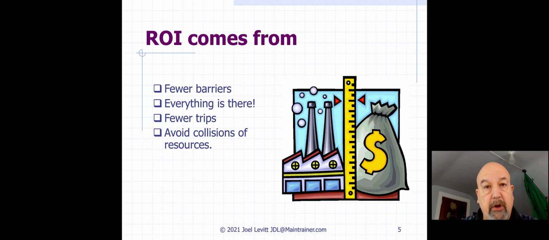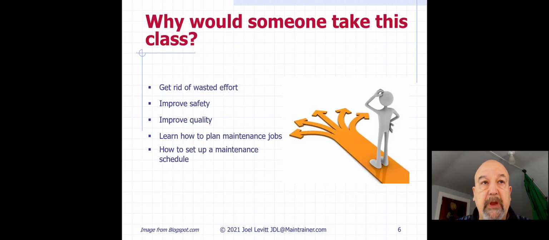Now, we get a return on investment from this. One of it comes from fewer barriers to productive work. Everything is there when they start the job. Fewer trips to the warehouse and avoiding collisions of resources.